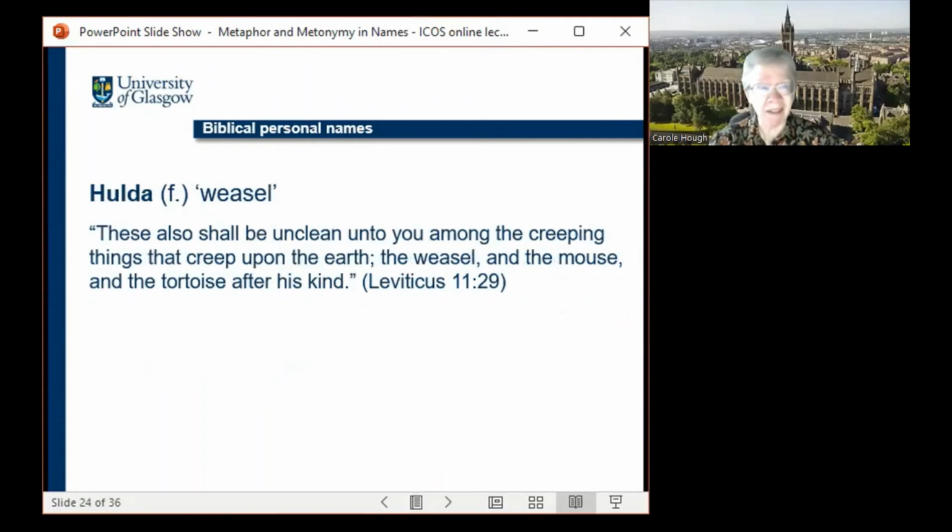Even more puzzling is Hulda, weasel. The one thing we know about weasels from the Bible is that they were unclean. There's a quotation from Leviticus. "These also shall be unclean unto you among the creeping things that creep upon the earth, the weasel and the mouse and the tortoise after his kind."